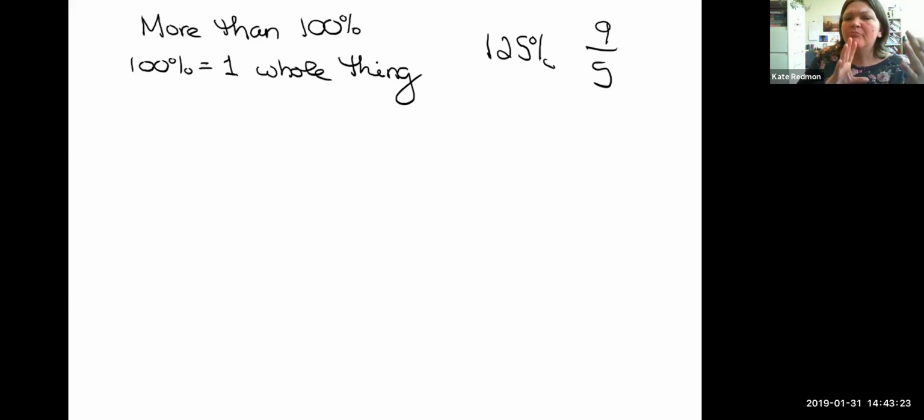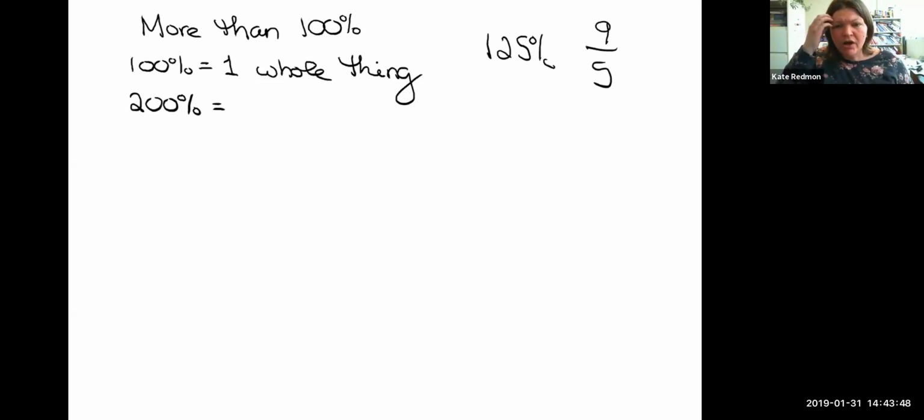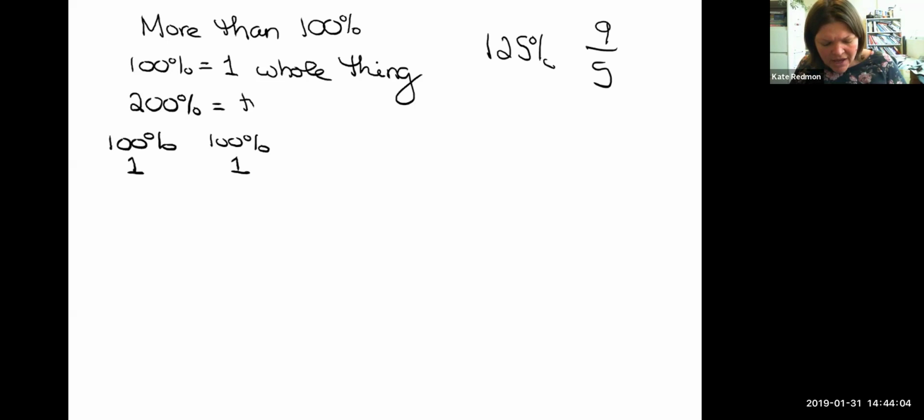So if you have anything above 100%, it means you have more than one whole thing. Let's start with 200%, for example. You could be a salesperson and you could do 200% of your sales budget, or your sales goal. What does that mean? You did more than your goal. In fact, if you did 200%, well, let's think about it. 100% is one whole thing. Another 100% would be another whole thing. Guess what? If you did 200%, you did two whole things. You did twice as much.